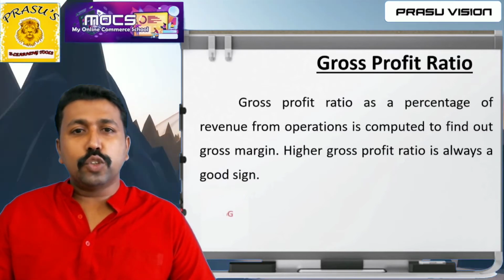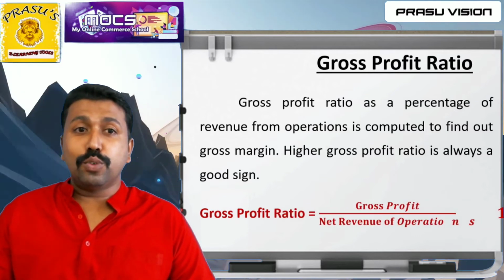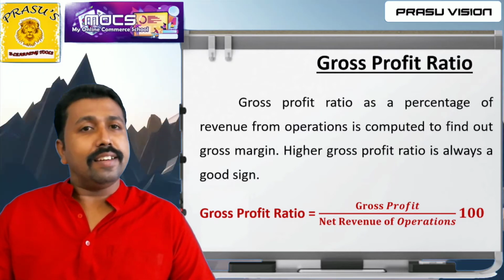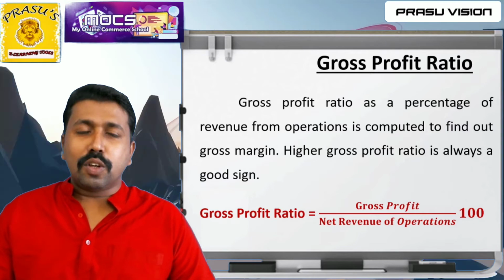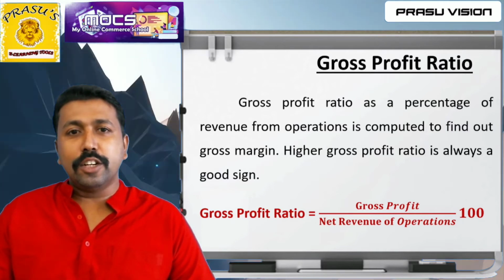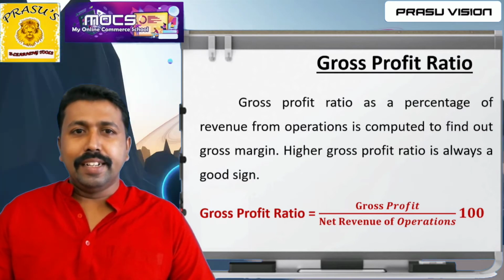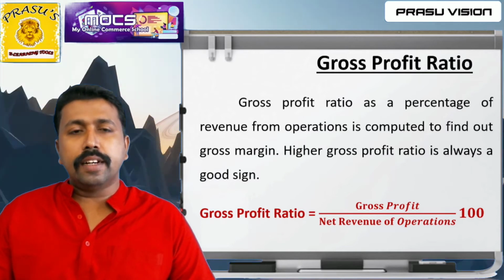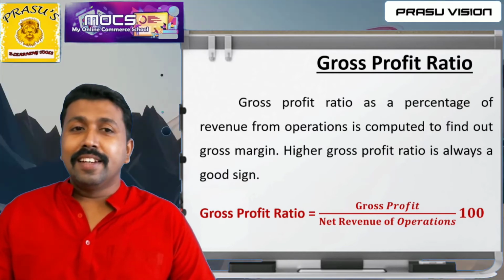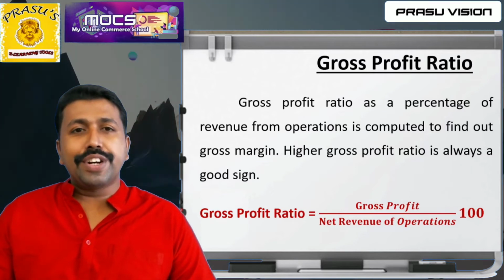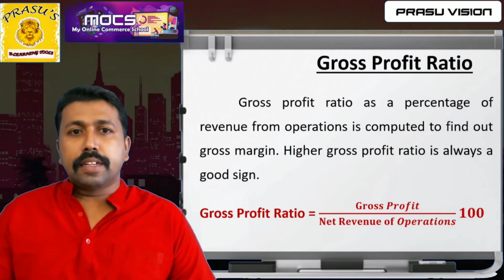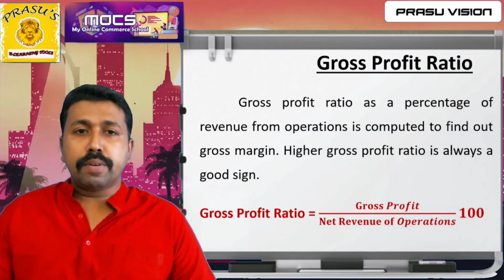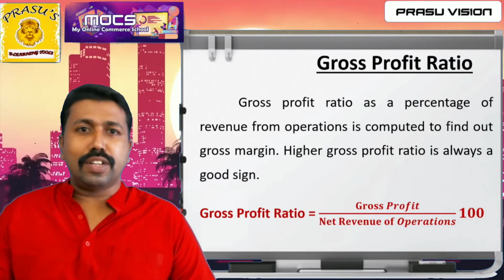What is the equation to calculate this value? Gross profit ratio is equal to gross profit divided by net revenue from operation into 100. Once again, gross profit ratio is equal to gross profit divided by net revenue from operation into 100. If the question does not give the value of gross profit directly, then you have to calculate it. I think you remember which items we have to add and which items we have to deduct. Also, we can create a simple equation: gross profit is equal to revenue from operation minus cost of revenue from operation.